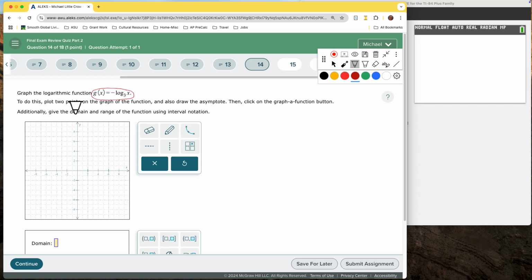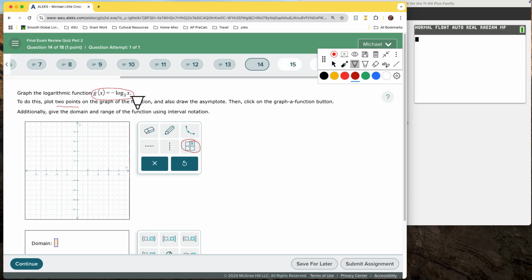To do this, plot 2 points on the graph, and we'll use this tool here where we can actually enter the coordinates once we get those. And then also we're going to draw in the asymptotes. The asymptote, as we're going to see when we look at this graph, is a vertical asymptote, not a horizontal. Let's put it that way.